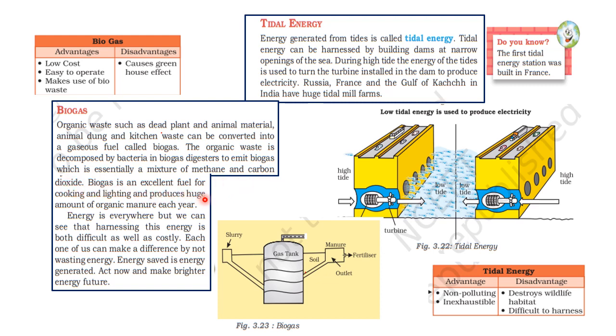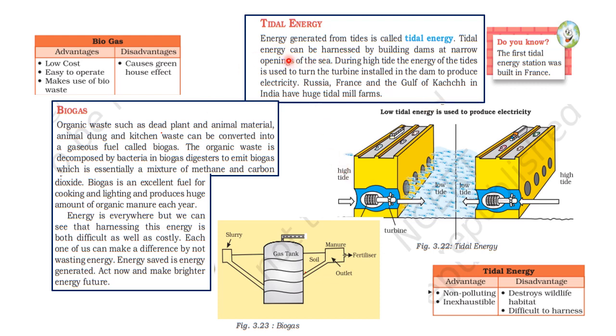Biogas is an excellent fuel for cooking and lighting and produces huge amounts of organic manure each year. Means it is mainly used for domestic purposes, for cooking and lighting, and the waste that comes out, after generation of electricity, is used as manure. It is mainly found in rural areas.